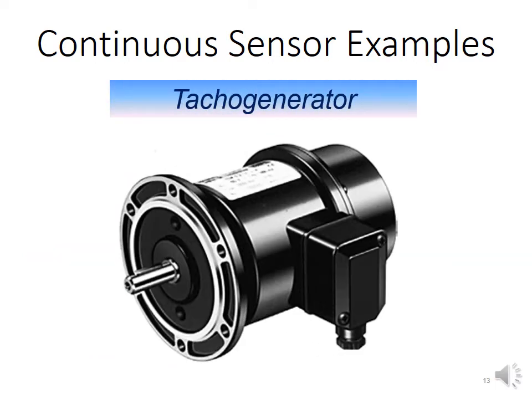Tacho generator. A tacho generator gives either a voltage whose magnitude depends on the speed that is being measured, or an AC voltage whose frequency depends on the speed being measured.